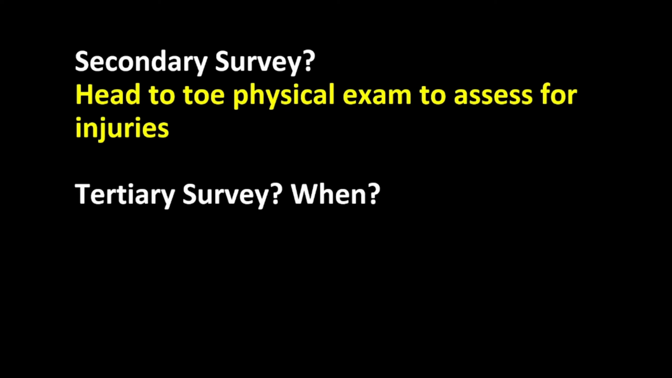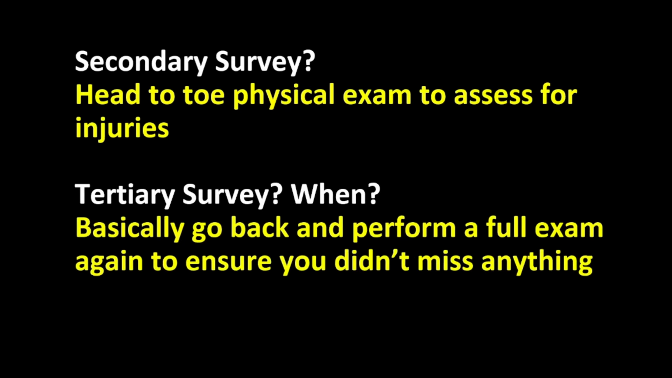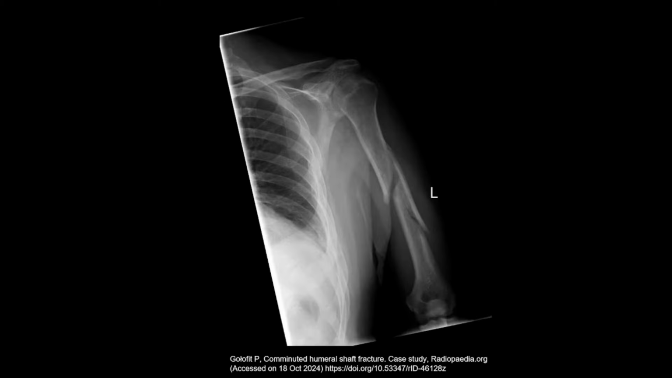And then again, a tertiary survey is another head-to-toe physical exam, usually within 24 hours. You basically want to evaluate the patient, do a full physical, and really press on different areas of their body to make sure that you're not missing a fracture or any acute injury. So here I just have an example of a finding you may see on a secondary exam, and this is an example of a comminuted humeral shaft fracture. So you can find humerus fractures or hip fractures with these secondary and tertiary exams that you may have missed if you didn't do a comprehensive exam.